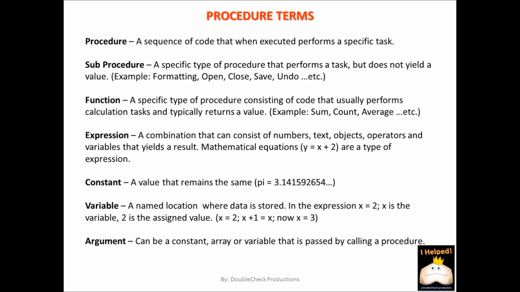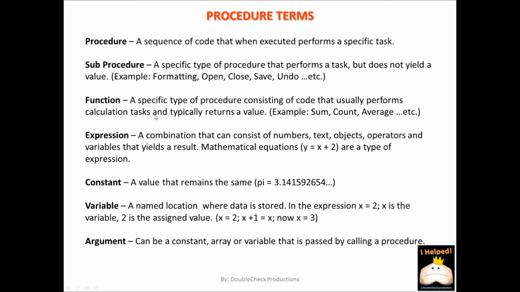Okay, so here we have some terms. We have procedure, that's going to be your code. And there are types of procedures. There's a sub-procedure, which typically performs a task like opening, closing, or moving things around. A function is a term reserved for something that returns a value. You have input, like an argument, and it returns a value.